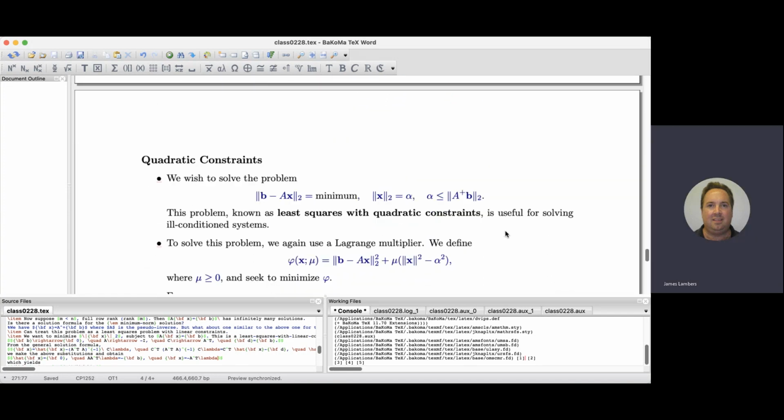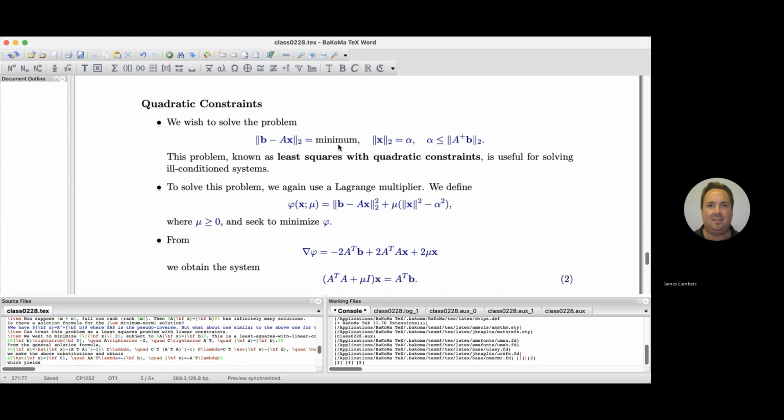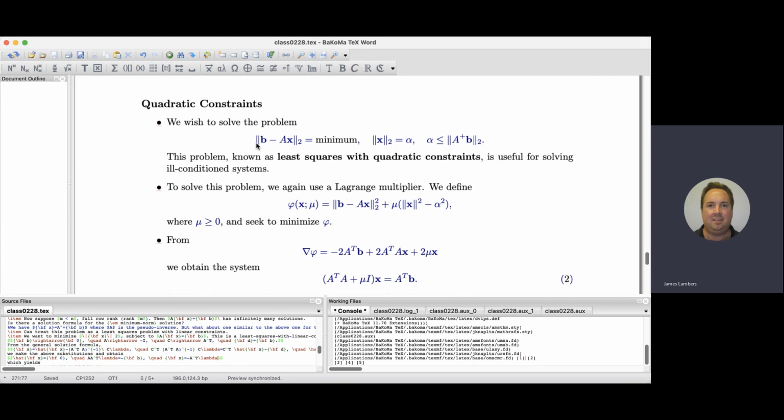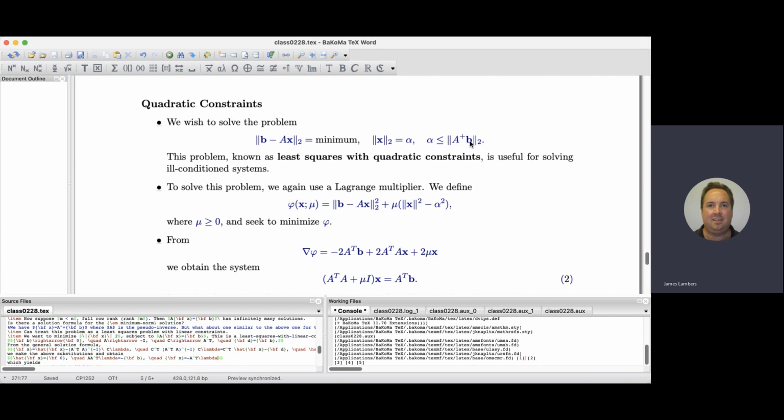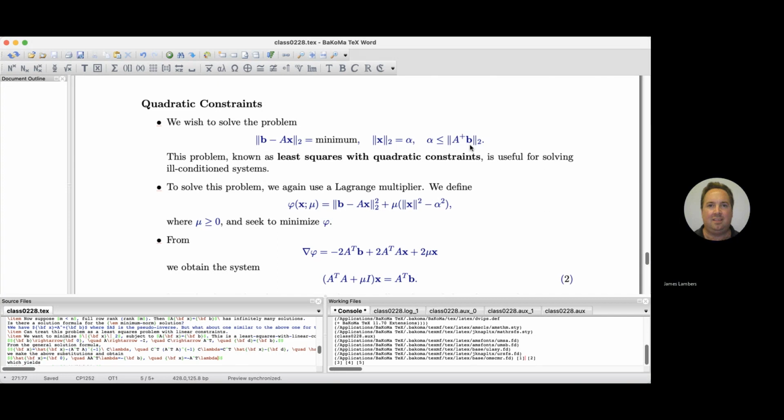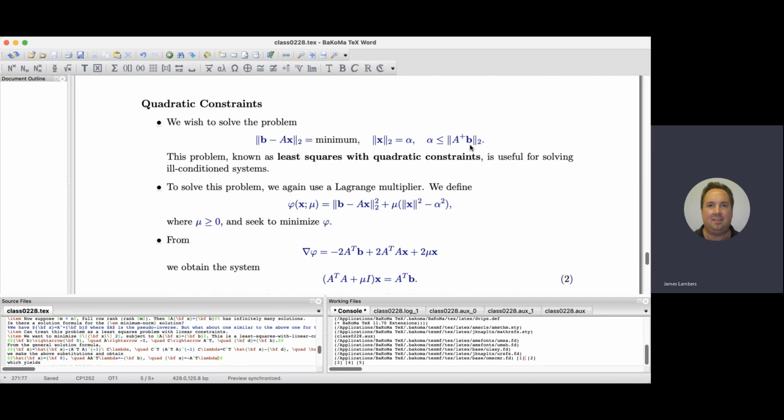All right. Lastly, I'll show how to solve the least squares problem with quadratic constraints. So we still want to minimize the norm of b minus Ax, but now we require that the 2 norm of x is equal to some value, alpha. And here alpha is less than or equal to the 2 norm of a minimum norm solution, so the pseudo inverse of A times b.